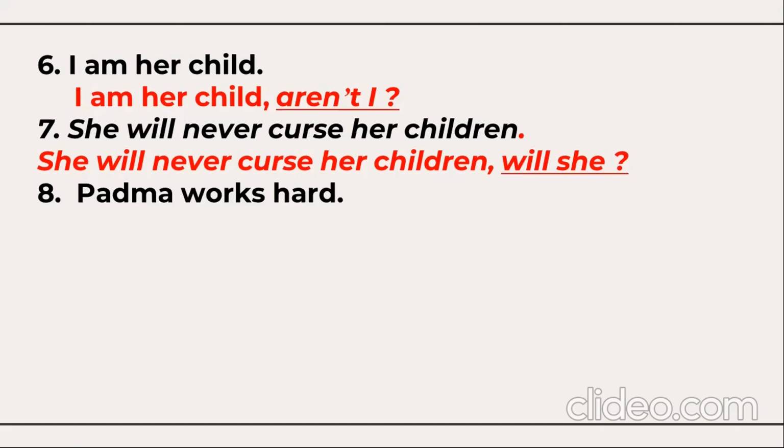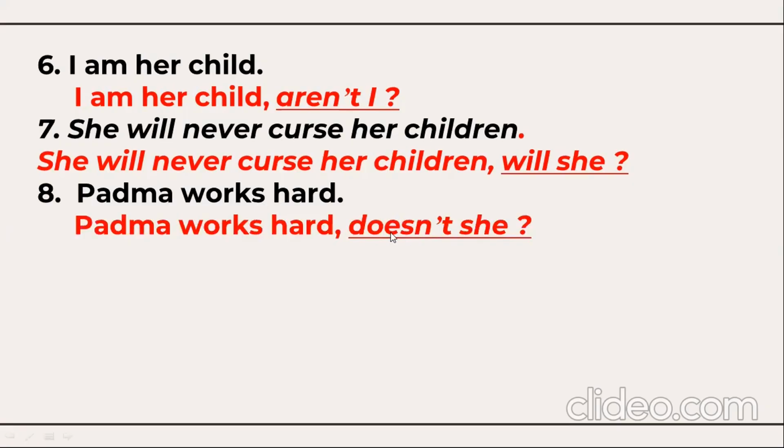Then, "Padma works hard." Now look, there is no helping verb here, so you have to look at the main verb, works. As I mentioned, works means extra s or es, which means which helping verb is hidden here? Does. So what's the answer? Padma works hard, doesn't she? Does not she will become doesn't she. Why? Positive sentence, negative question tag.